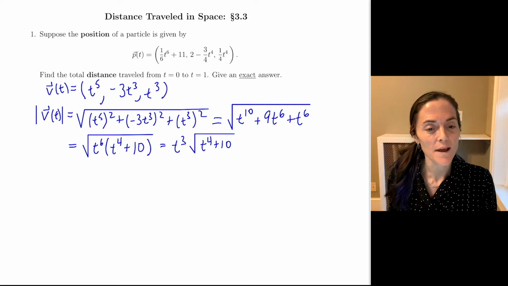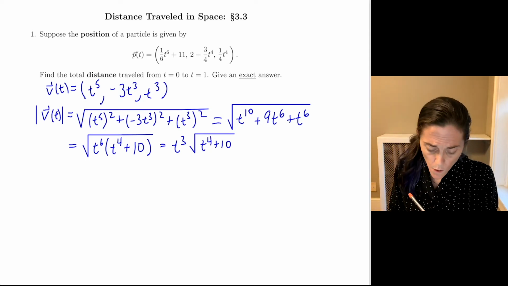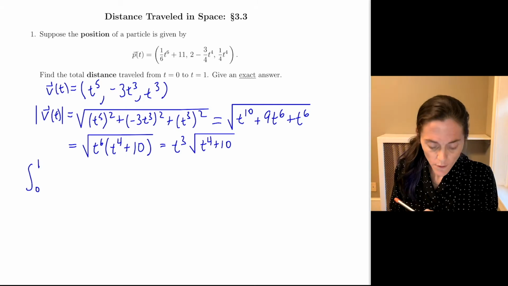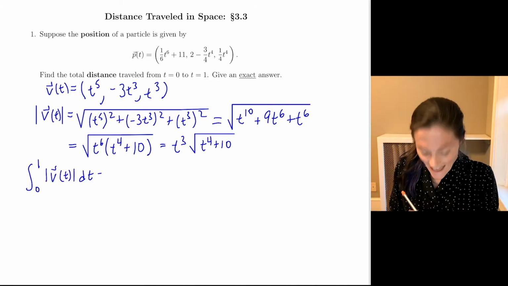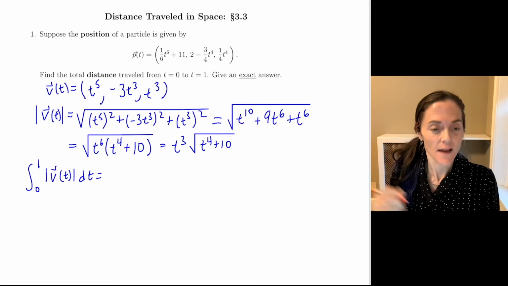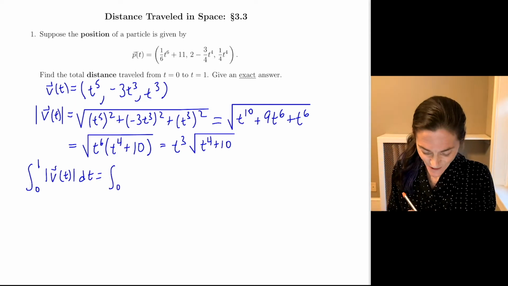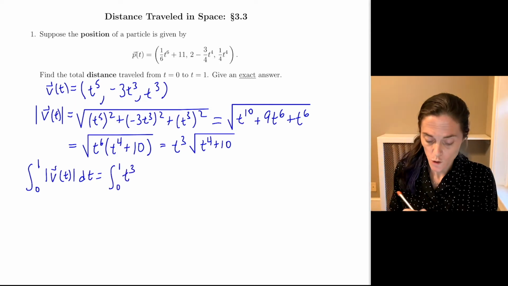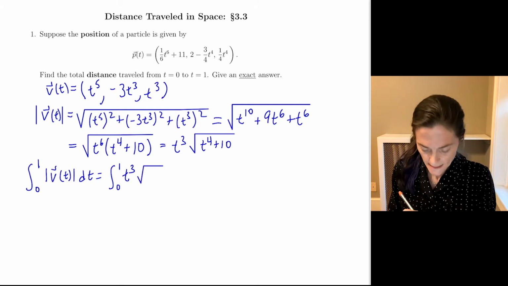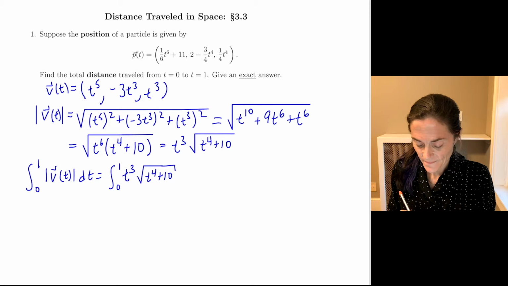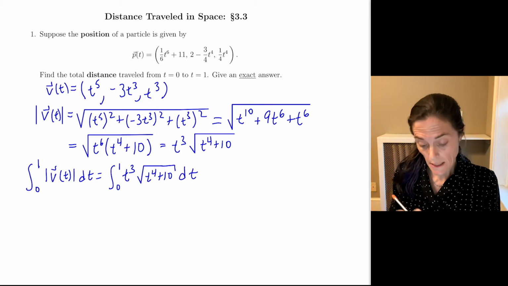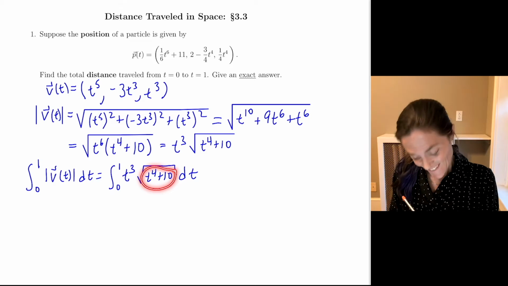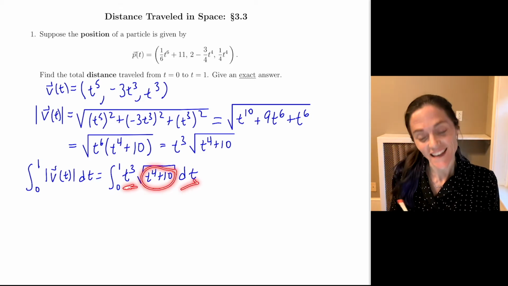At this point, I'm ready to write down my integral. So the distance traveled, we integrate 0 to 1 of the speed, which is the length of the velocity vector. We have already calculated and simplified this. So this is the integral 0 to 1 of t cubed times the square root of t to the 4th plus 10. We can integrate this by substitution because we see this inside function. We see a multiple of its derivative in the integrand.